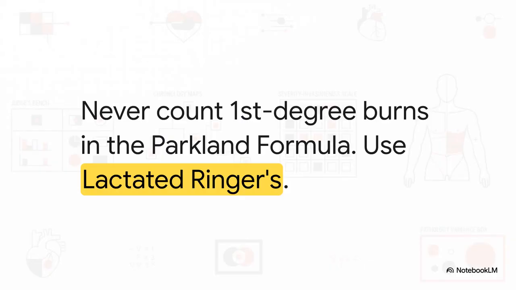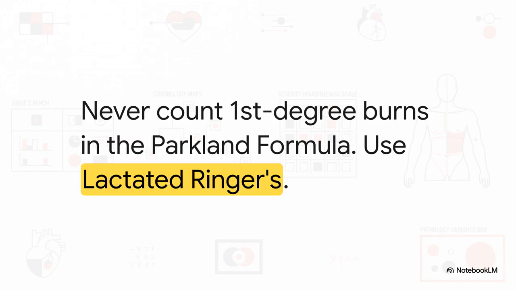But hey, watch out for this huge high-noise distractor. You must never, ever factor superficial, first-degree burns, like your standard weekend sunburn, into your rule of 9s for the Parkland formula. You only count partial thickness, second-degree, and full-thickness third-degree areas.